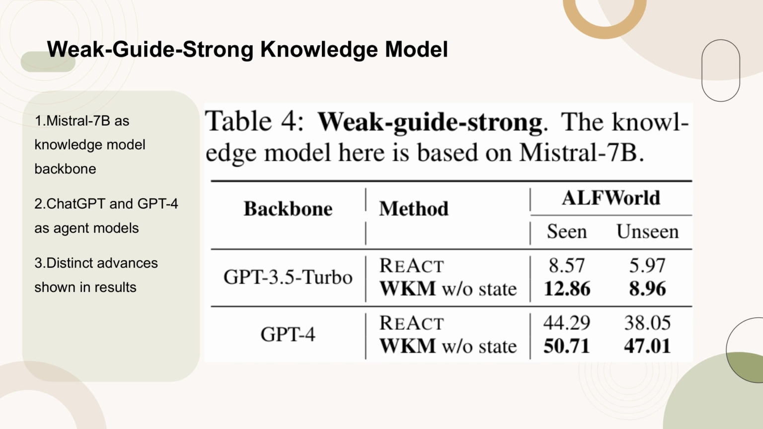Table 4 presents the results of using a weak knowledge model, based on Mistral-7B, to guide strong agent models like ChatGPT and GPT-4. The findings indicate significant improvements in performance, suggesting that even a weak knowledge model can provide valuable insights that the strong models may lack. This approach, termed Weak-Guide-Strong, offers a new paradigm for agent learning, leveraging the flexibility of lightweight models to adapt to new environments without extensive fine-tuning.